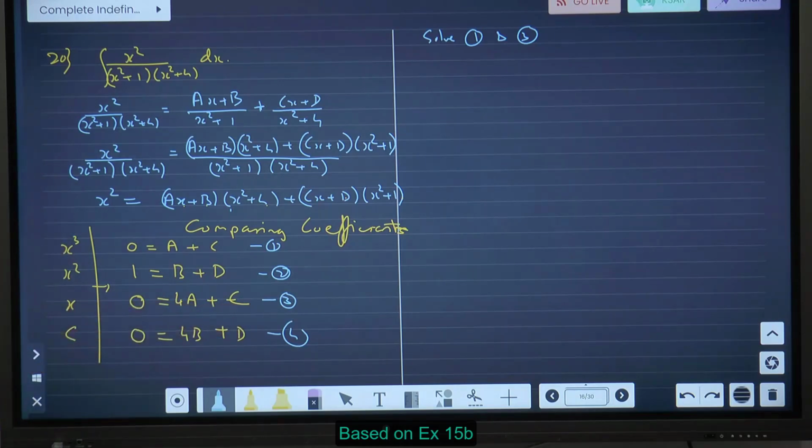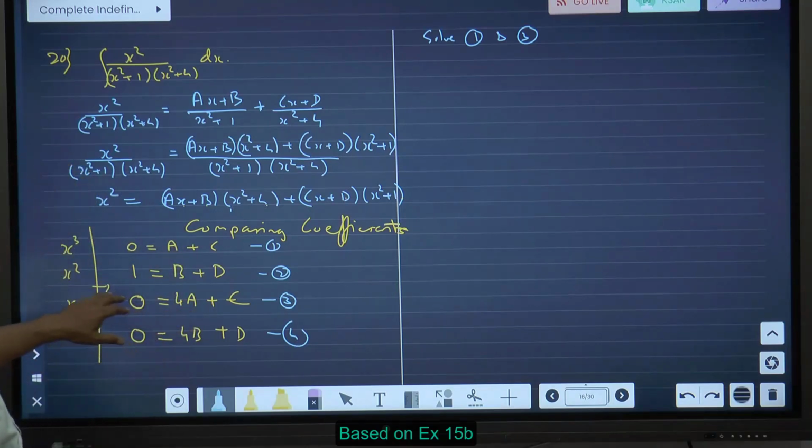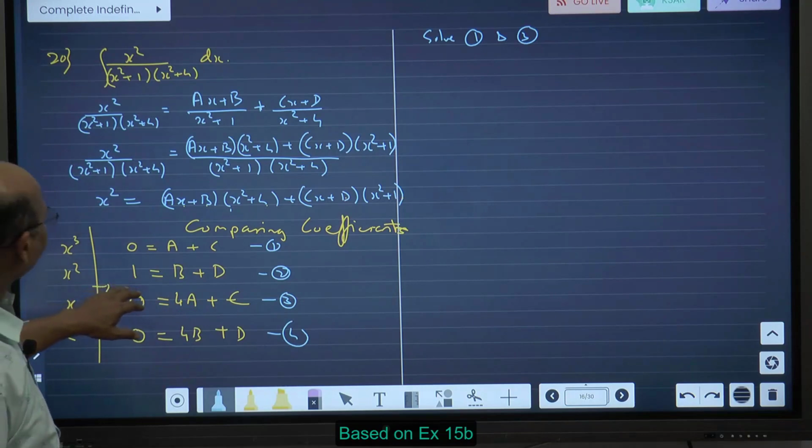So I think a and c will be 0. Check out. I think a is minus c. So here I just want to see it's x square.